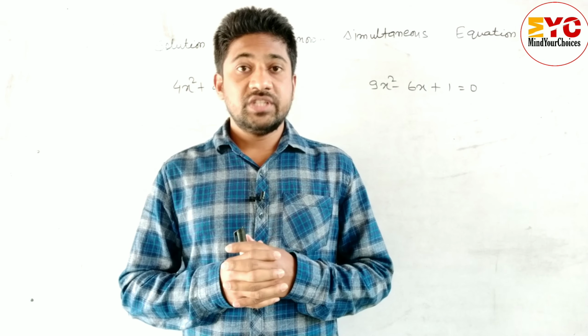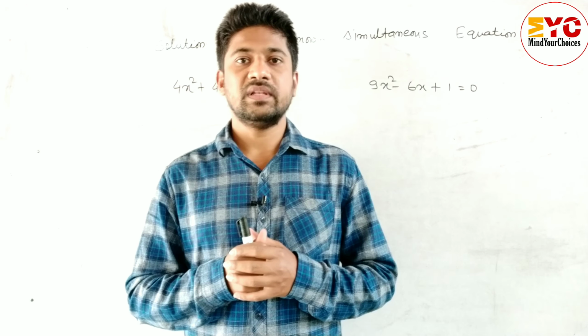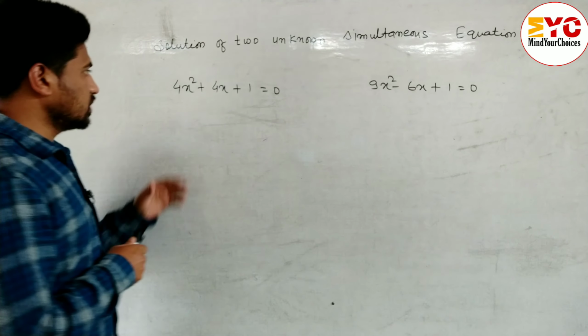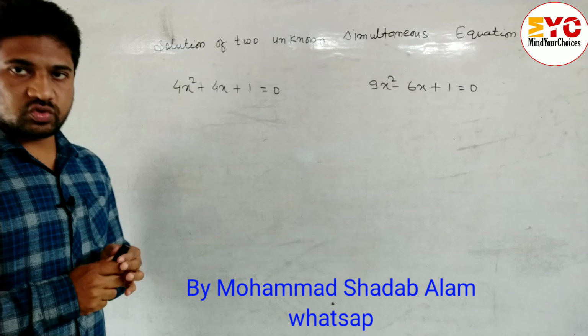In this video, I am going to teach you how to solve simultaneous equations. Let's make a start. You can see here two questions. 4x square plus 4x plus 1 is equal to 0. We have to solve this.